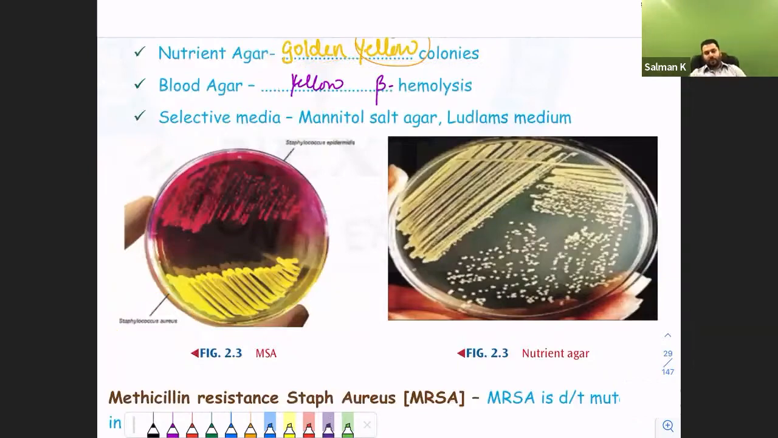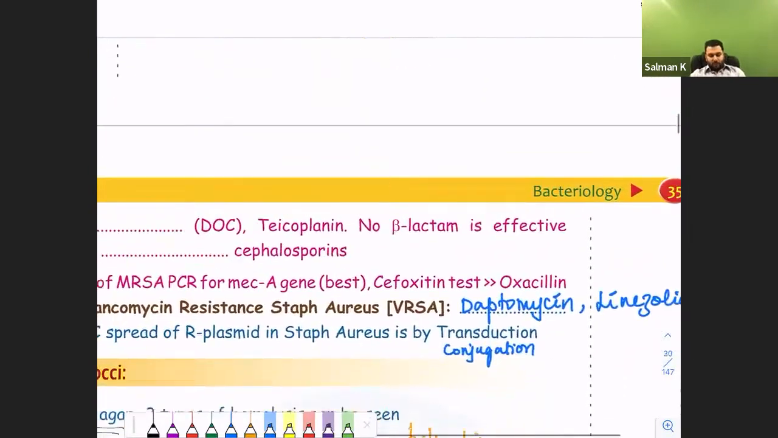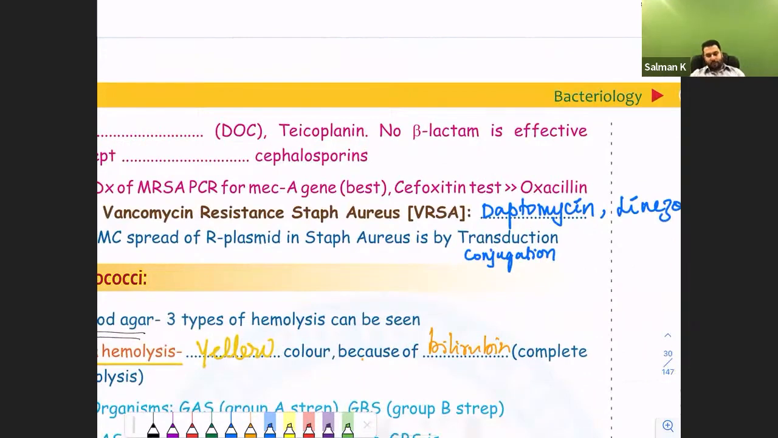Next, moving on to these, drugs are important. You should know the drugs here. And in fact, you should also know one more thing. MRSA. Why does MRSA happen? Because of the mutation in the MECA gene. And the best test to diagnose MRSA is PCR for the MECA gene. Okay. Best test to diagnose this is PCR for the MECA gene.